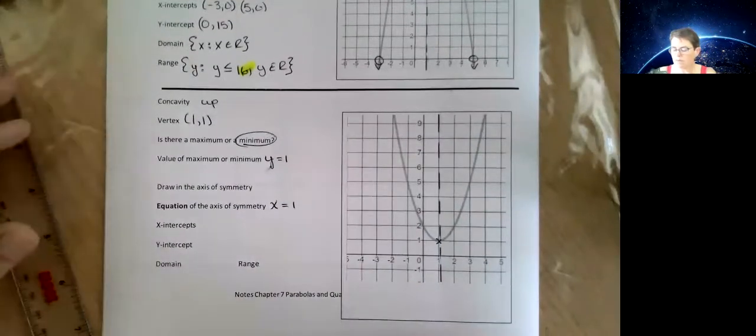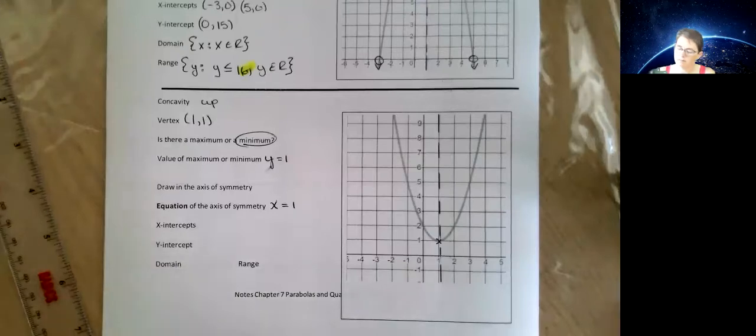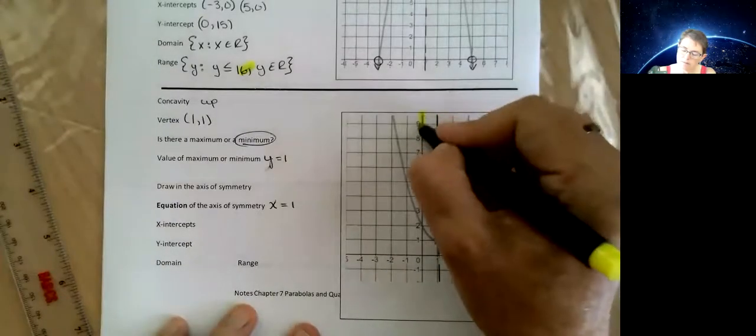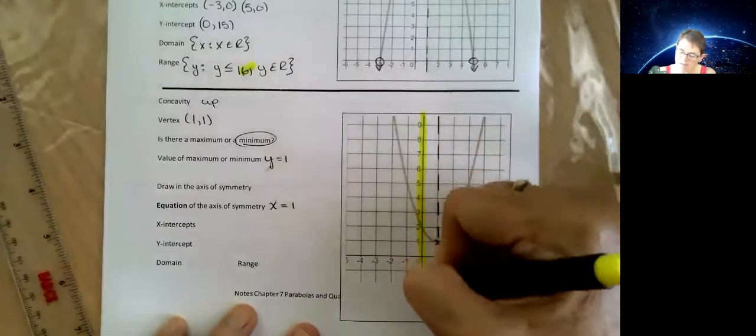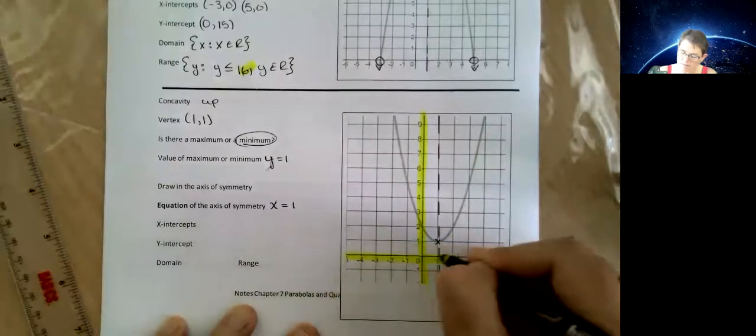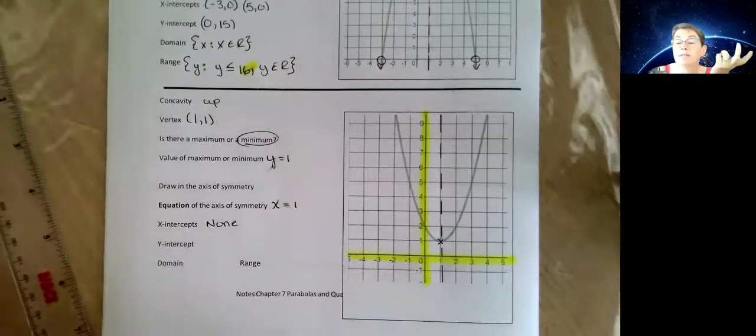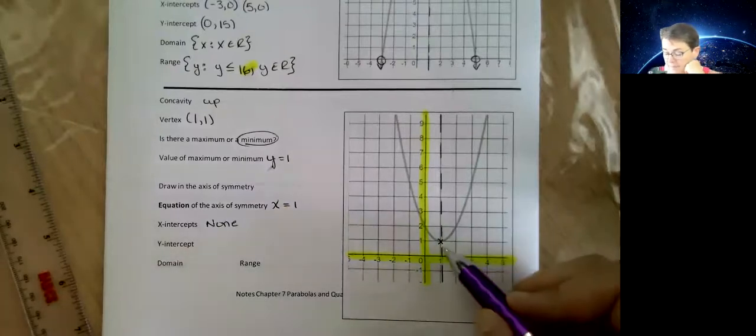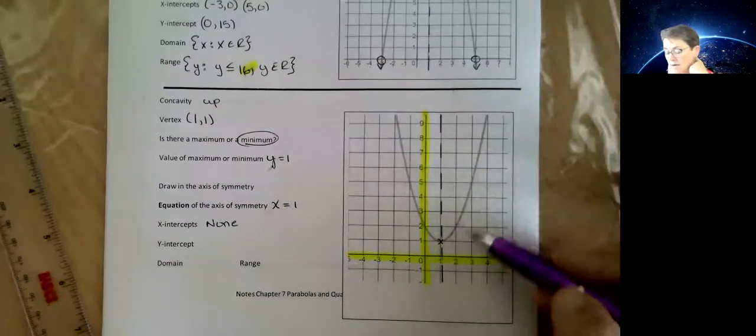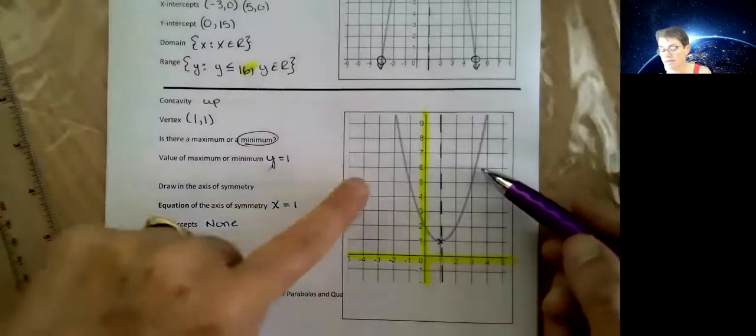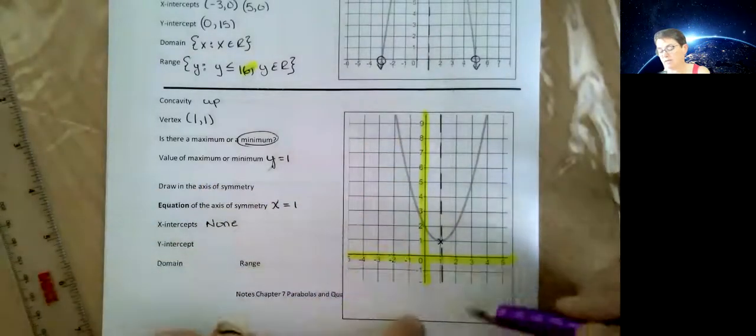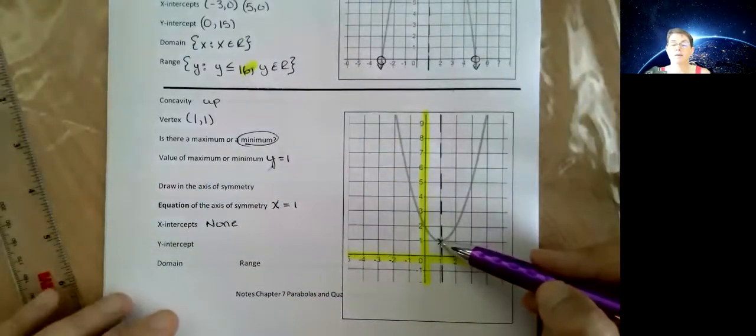X-intercept. There's my y-axis. There's my x-axis. Right, don't put 0, because that's going to look weird. Put none, or there aren't any, or something like that. But it's okay, because depending on the equation, this parabola can actually shift up and down. So in this case, it has no x-intercepts.